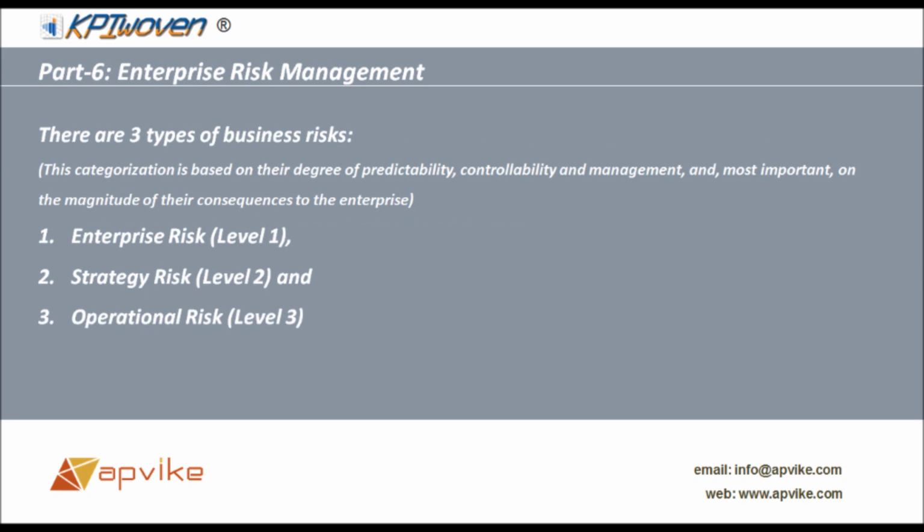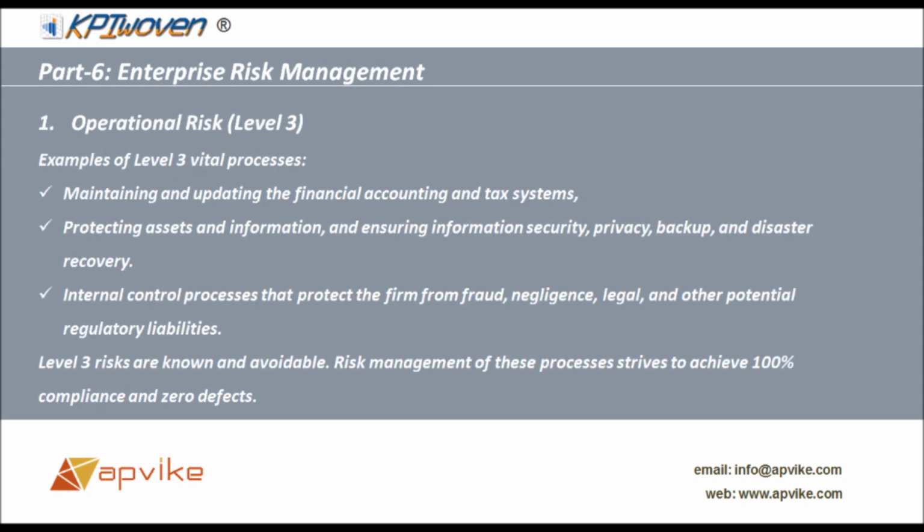There are three types of business risks: enterprise risk, strategy risk, and operational risk. Level 3, the lowest category, encompasses routine operational and compliance risks. Level 2 represents strategy risk, and Level 1 captures global enterprise risks. Any breakdown in a Level 3 process could expose the company to significant financial and information losses and expensive regulatory as well as litigation procedures.